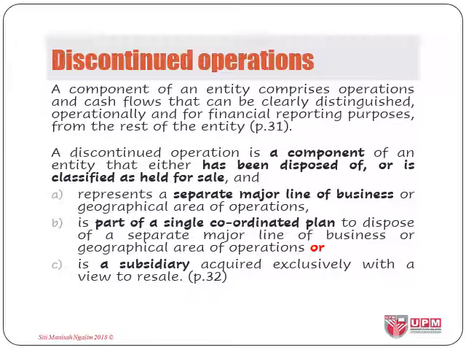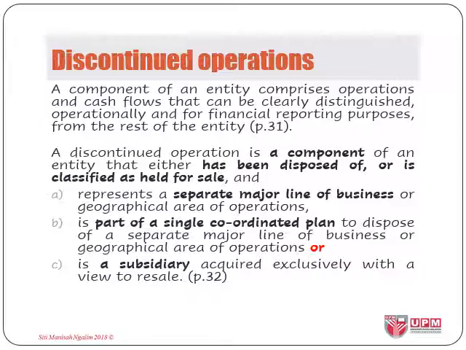On discontinued operations, again, as I mentioned earlier in the overview, it is a component of an entity that has been disposed of or classified as held for sale. However, it is different from a disposal group since it should represent a separate major line of business, thus the term operation, or part of a major line of business, or may also be a subsidiary acquired exclusively with a view to resale.